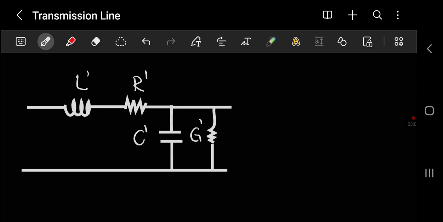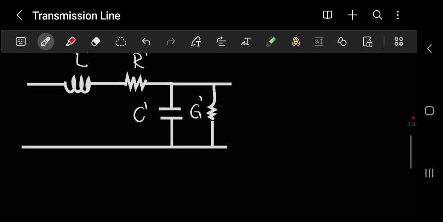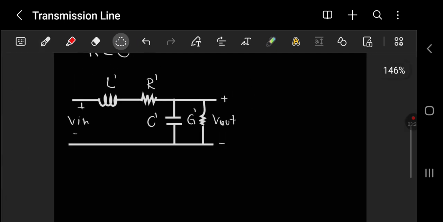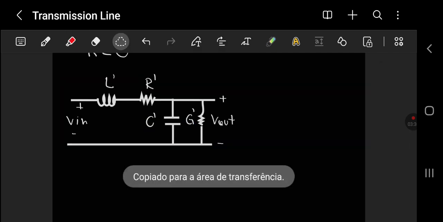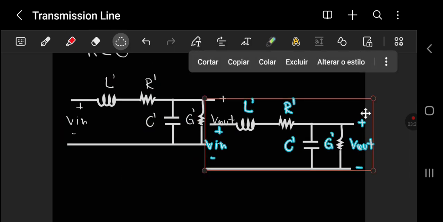L for inductor, R for resistor, C for capacitor, and G for conductance. We have the voltage V in and the voltage V out. And it is a structure which repeats along its way.